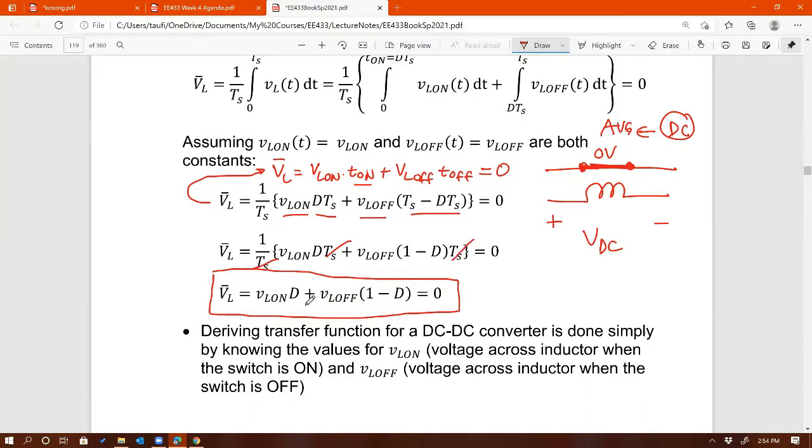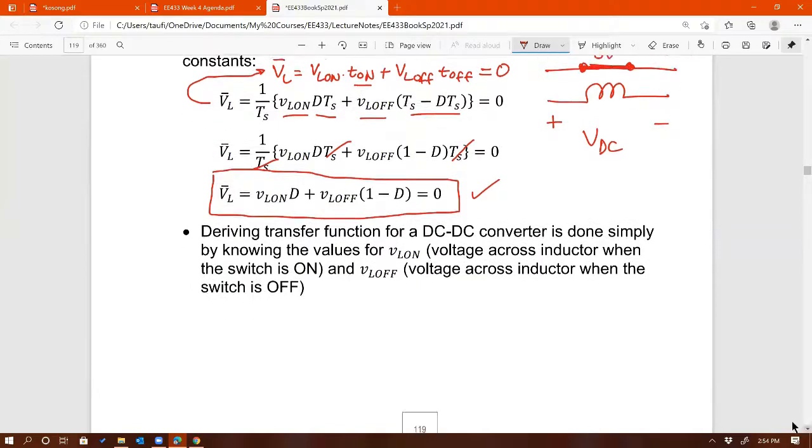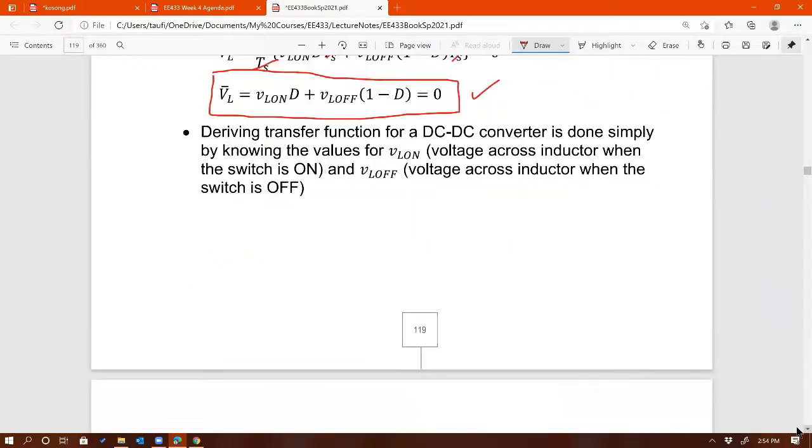Okay, so that's the equation that we can apply when we look at different topologies and we want to derive the transfer function. You just apply this equation. VL average is equal to VL on D plus VL off (1 minus D) equals 0. Very simple, isn't it? Right. So hopefully that's quite straightforward to apply.